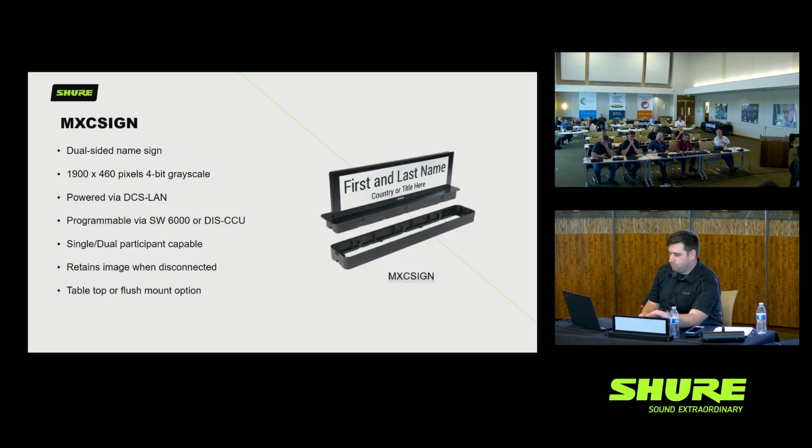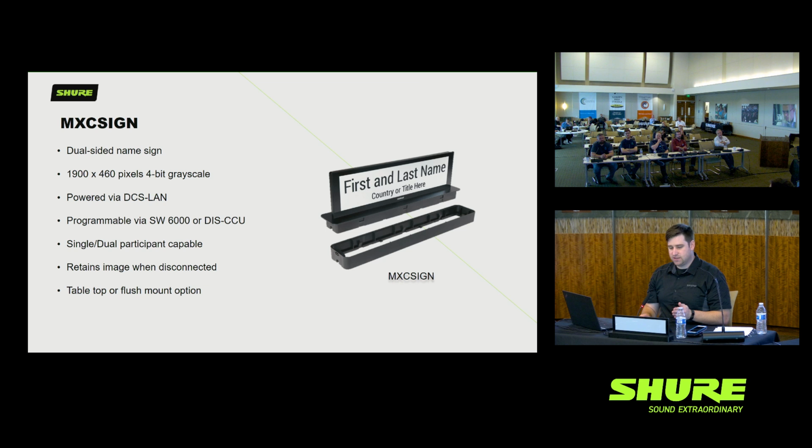The MXC sign, we're super, super excited about this, and you'll get to see it in our council meeting. It's dual-sided, 4-bit grayscale, powered over the DCS LAN. The cool thing about it is once I write to this, and I think there was one sitting out on the table when everyone walked in, it holds that image. You can unplug it from power, and it's going to hold that image forever. So really cool.